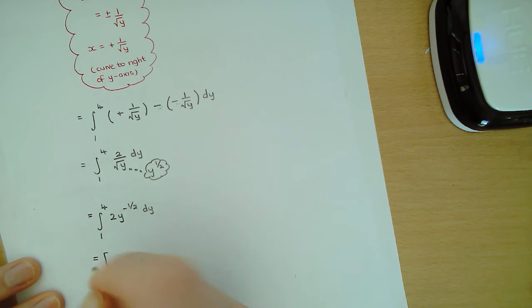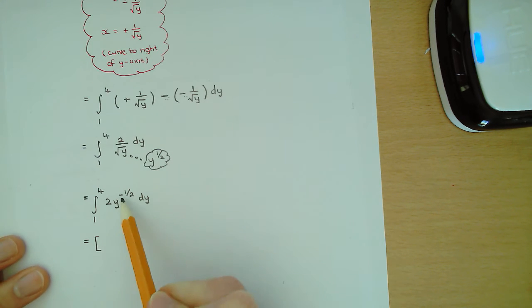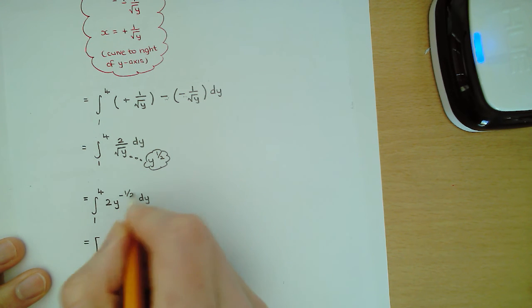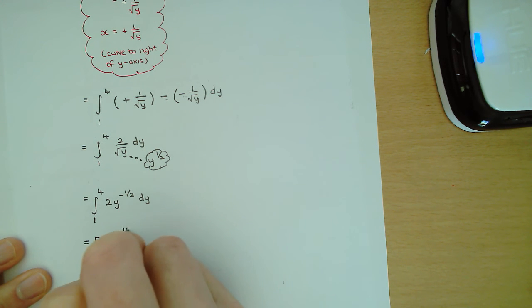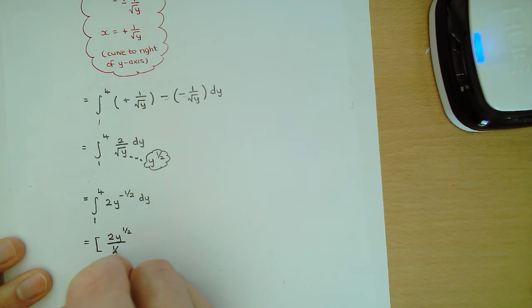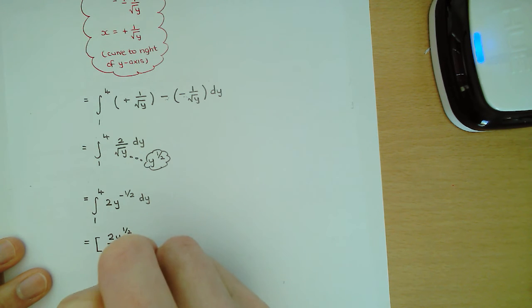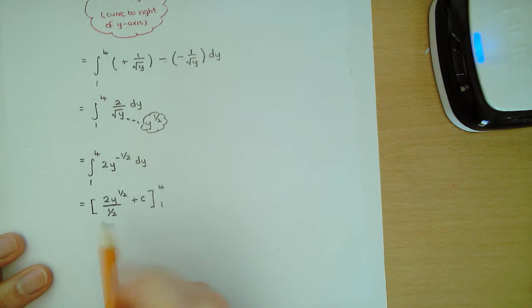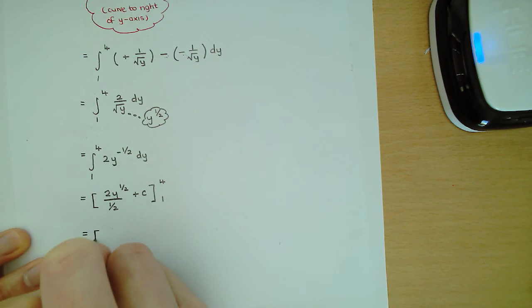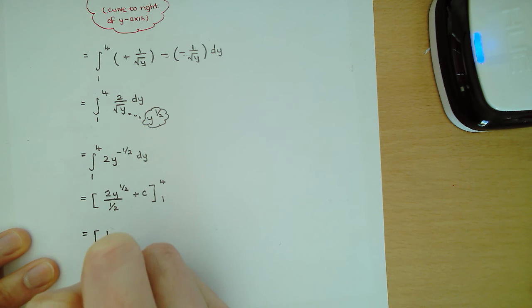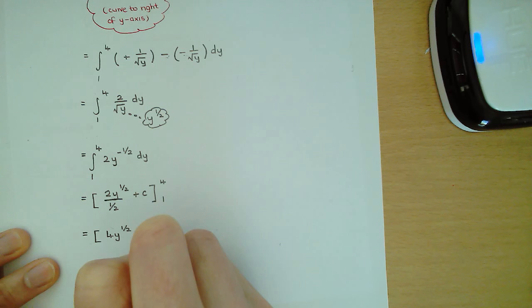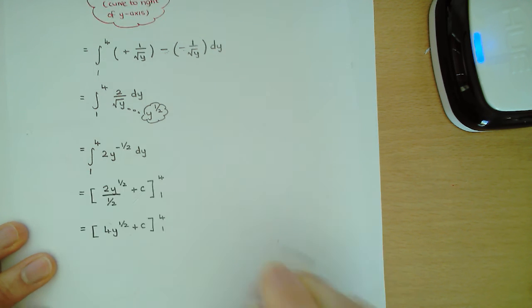So we're going to use square brackets because there's limits now. Add 1 to the power, divide by the new power. So we're going to have 2y to the power of positive a half, and then we divide by that new power of positive a half. We add on our constant, close our square brackets and put our limits outside. Dividing by a half is the same as multiplying by 2. So that's the same as 4y to the power of a half plus c, and then our limits stay outside.